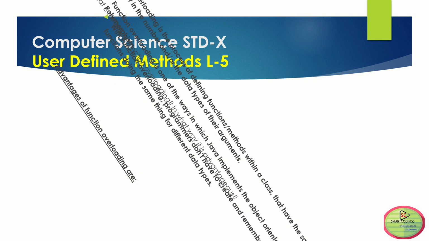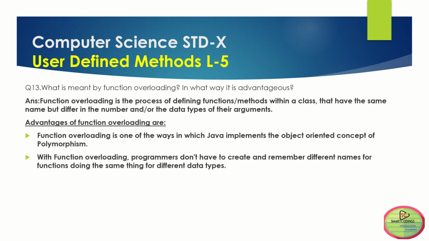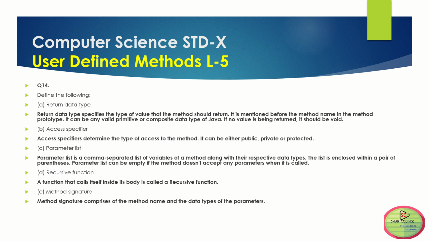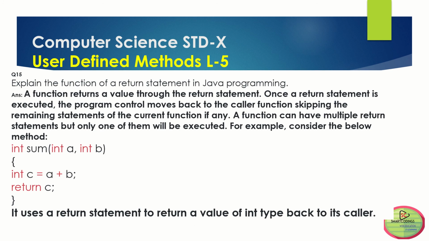Next question is: these are various definitions. Return data type means what? Access specifier, parameter list, recursive functions, and method signatures. So these are the definitions you can see on the screen.